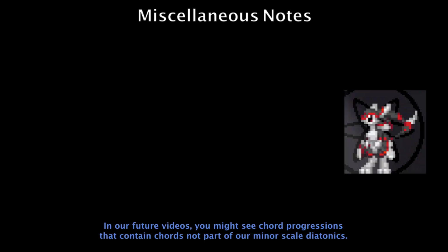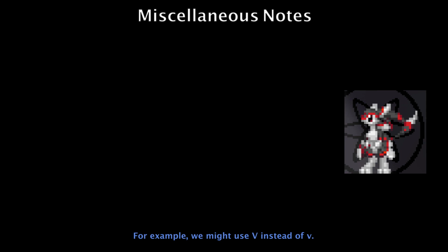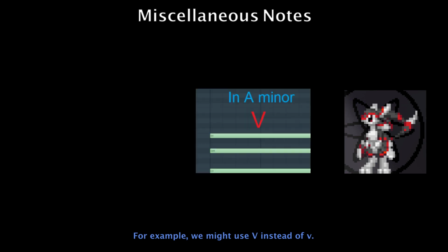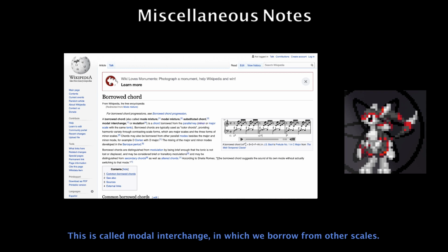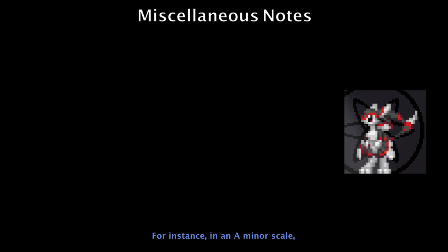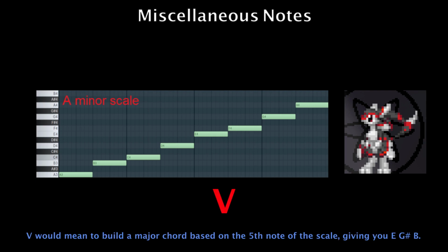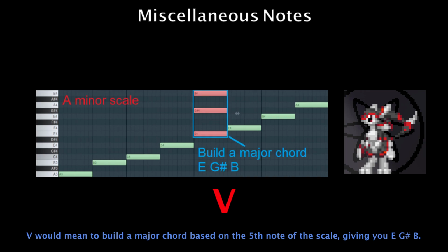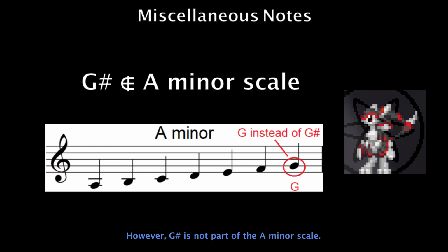In our future videos, you might see chord progressions that contain chords not part of our minor scale diatonics. For example, we might use major 5 instead of minor 5. This is called modal interchange, in which we borrow from other scales. For instance, in an A minor scale, major 5 would mean to build a major chord based on the 5th note of the scale, giving you E, G sharp, B. However, G sharp is not a part of the A minor scale.